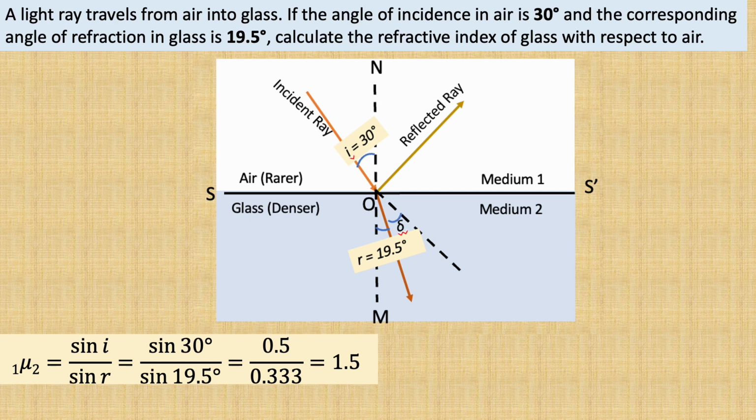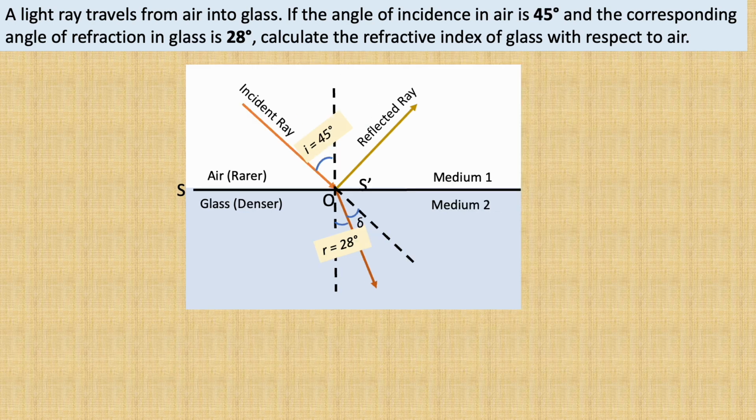The deviation can also be calculated easily. Deviation delta is equal to i minus r. Angle of incidence is 30 degrees minus the angle of refraction, which is 19.5 degrees. So this is the deviation. Deviation is 20.5 degrees.